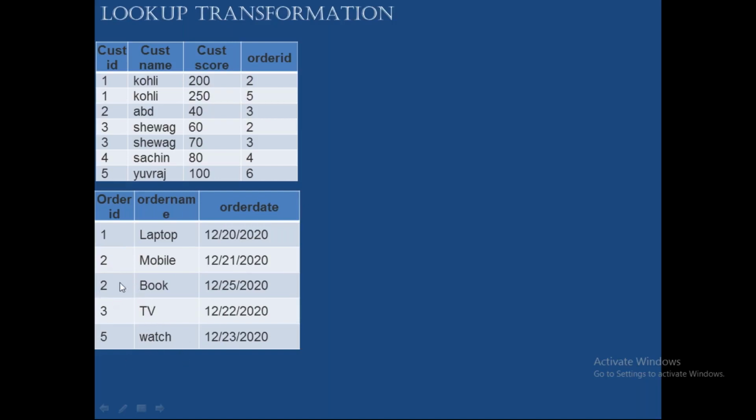Now if you look at the lookup table, in this particular order table, I have 2 duplicate records. Just imagine, please keep a focus on this. Ignore all these columns. I am just asking the question, so you need to answer. Consider one record, Kohli 200 and order ID 2. Only this is the record I have. With this record, I am joining with this table. Now, how many records will I get in my output if I do inner join?